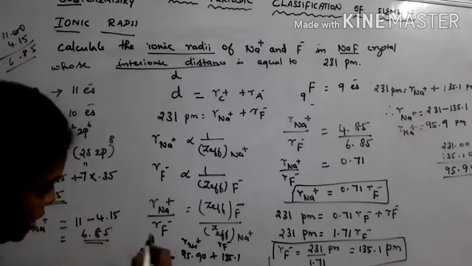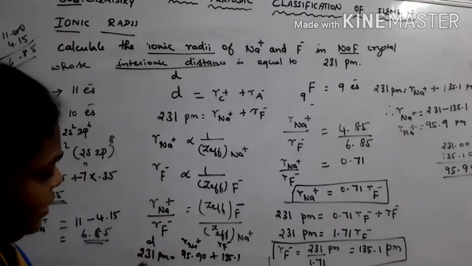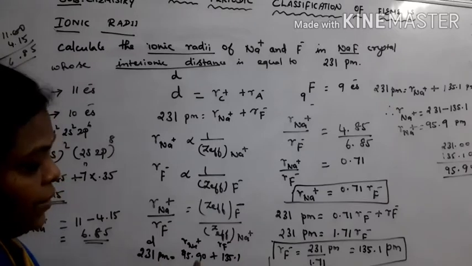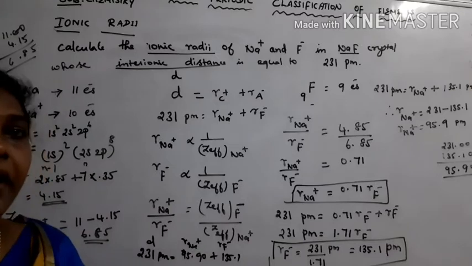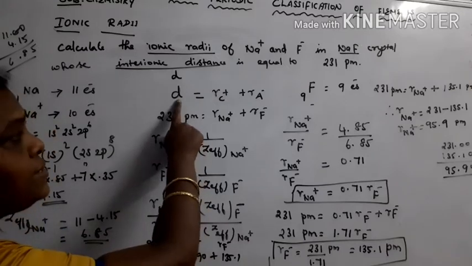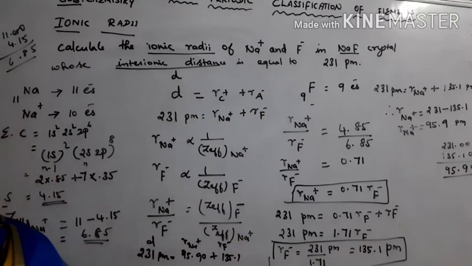Sometimes they will give the interionic distance between the two ions and the radius of any one. They may ask to find either the radius of anion or cation, so just simply use this formula. The interionic distance is equal to the radius of cation plus the radius of anion, and then you calculate the unknown value. Okay, let us see the next one now.